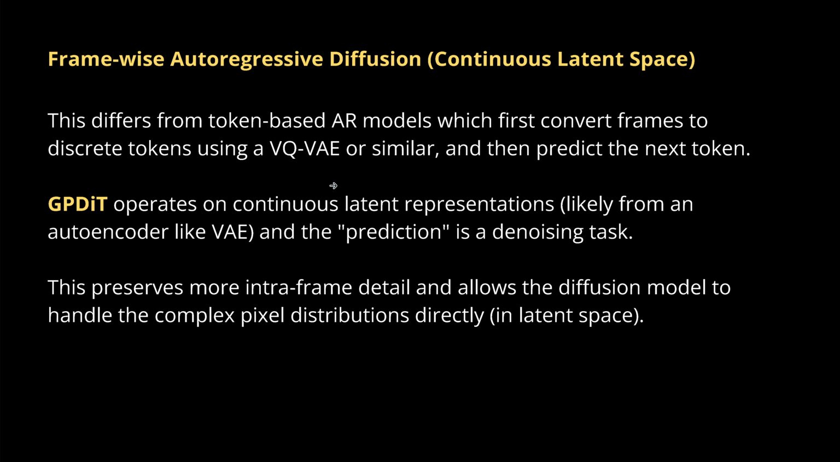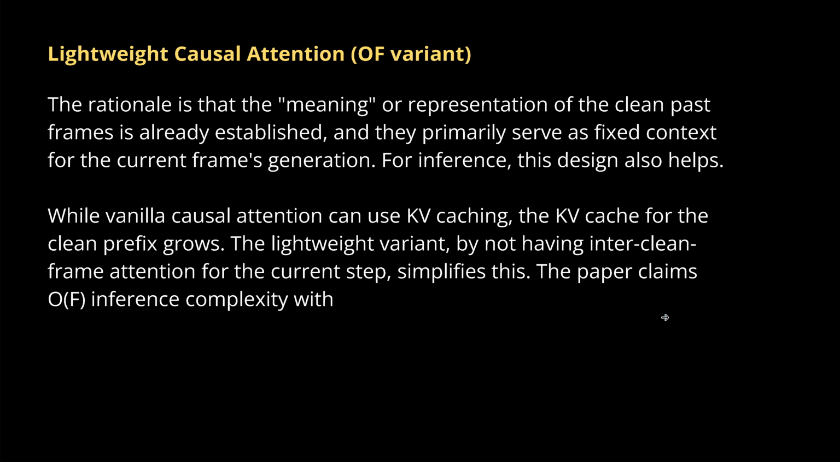So again, the main three points: frame-wise autoregressive diffusion in a continuous latent space, operating on a continuous latent representation. You remember we were talking about representation now for my last four videos. This is now a kind of an optimized video representation, likely from an autoencoder, a variational autoencoder, and the prediction is a denoising task. And this preserves more intra-frame detail and allows the diffusion process to handle complex pixel distribution directly in our space. So you have an idea. Our latent space is a high-dimensional space.